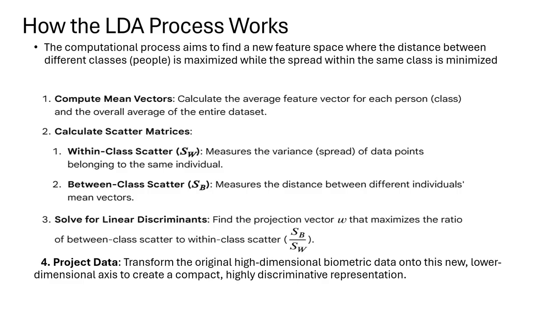Then finally, solving the linear discriminant. It finds the projection vector W that maximizes the ratio of the between-class scatter to the within-class scatter. The next step is to project the data, transforming the original high-dimensional biometric data into a new low-dimensional space to create a compact and highly discriminant representation.